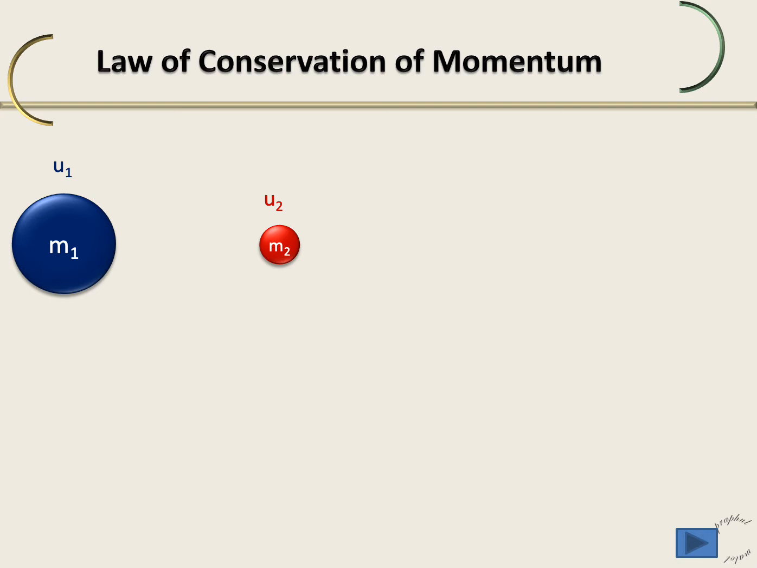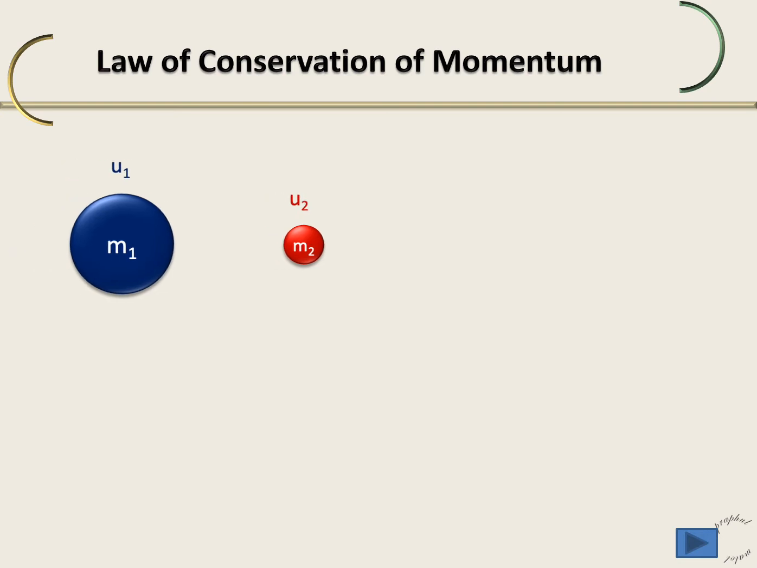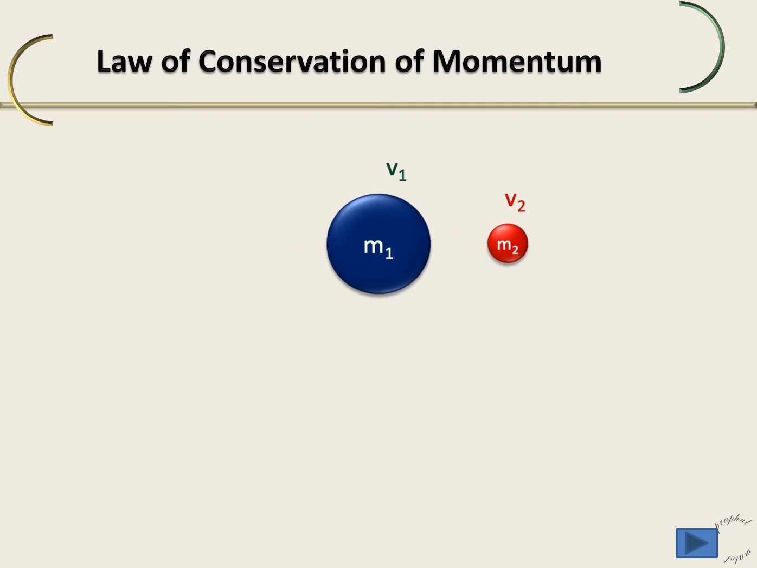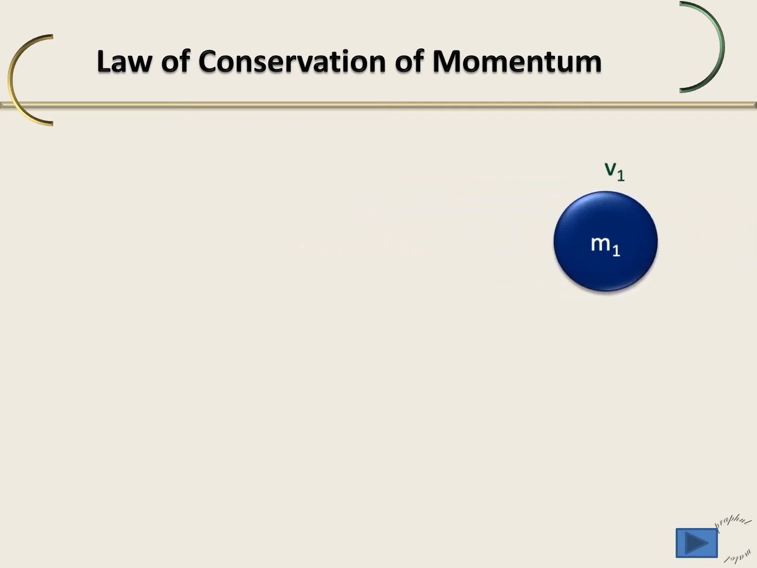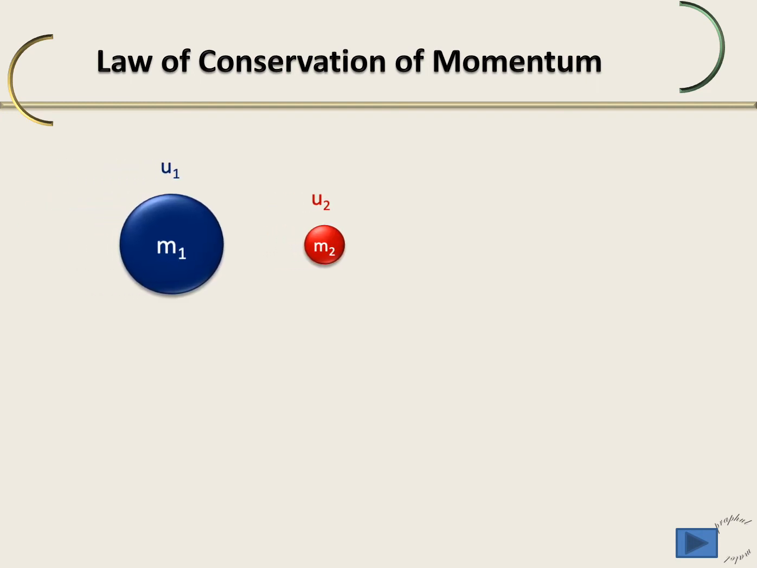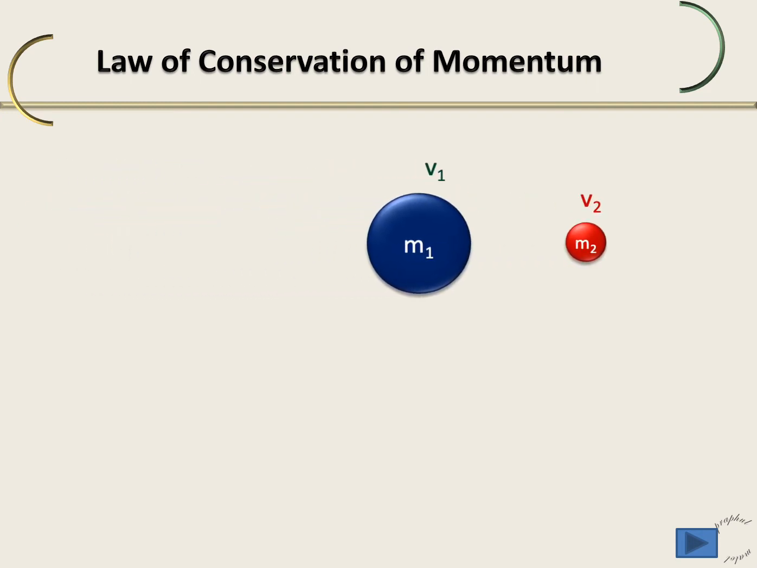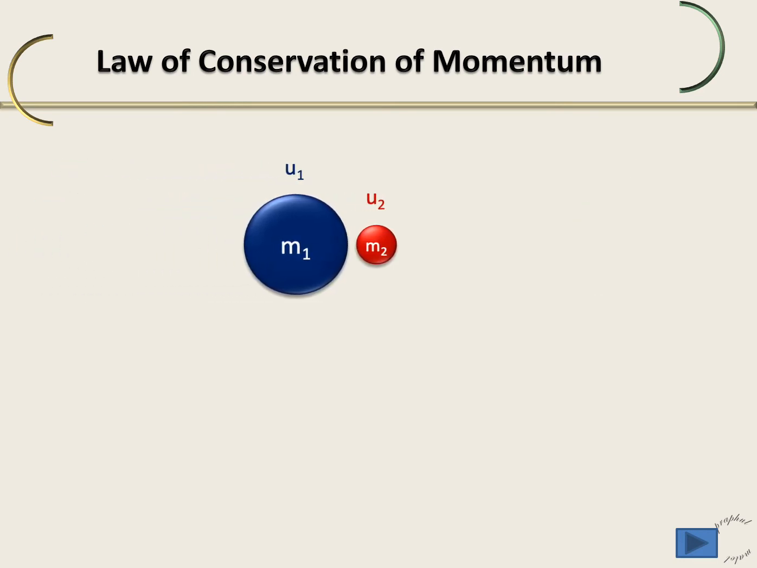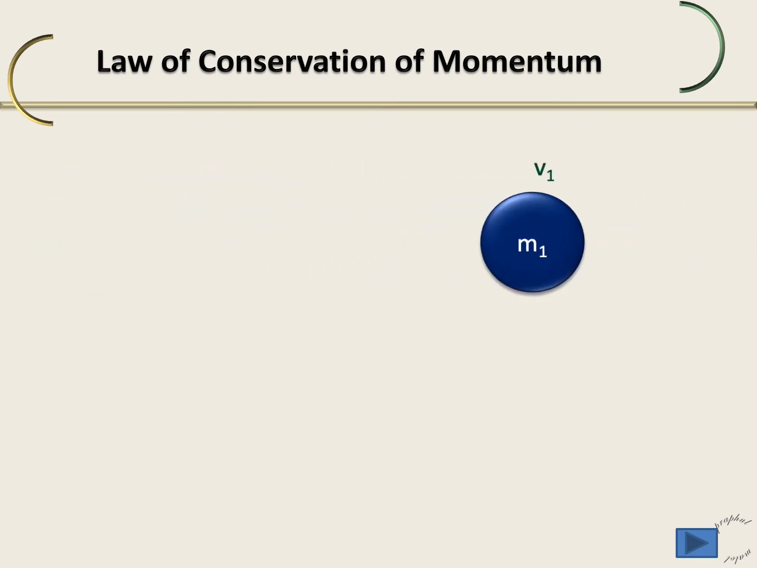You can see two masses, M1 and M2. They are moving with velocities U1 and U2, and they collide. After collision, they have different velocities. M1 was moving with a speed V1 and M2 is moving with a speed V2 after the collision, as you can see in the picture.